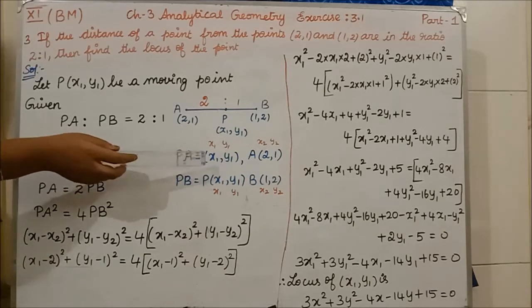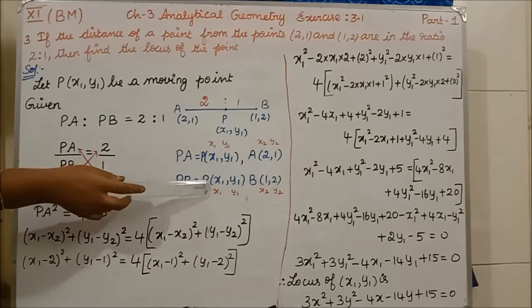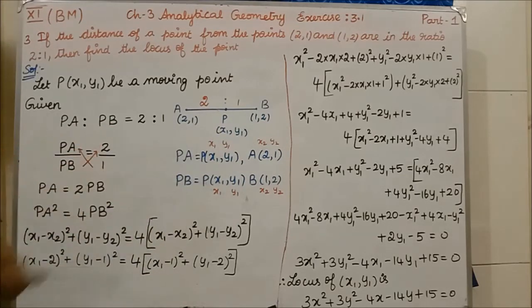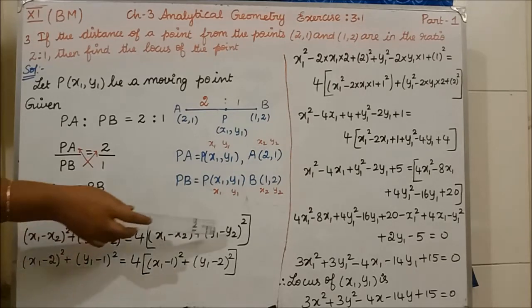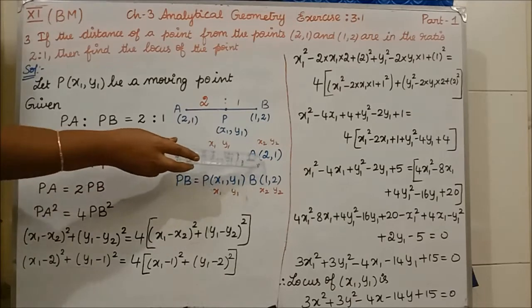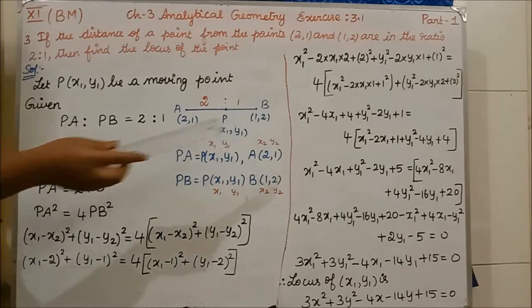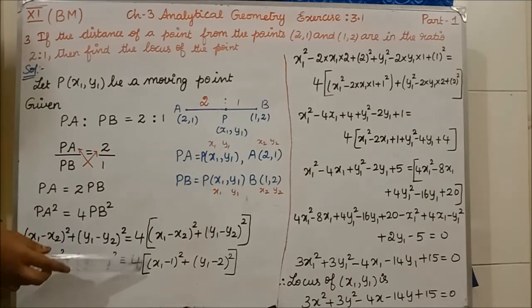Here, the P point is x1, y1. The A point is 2, 1. Similarly for PB, P is x1, y1 and B is 1, 2. Clear? Now I have written the distance formula here, and for 4 into PB I am going to apply the distance formula again. For PA, x1 is the same, x2 in the question is 2, so x1 minus 2 the whole square, plus y1 minus y2, which is 1, the whole square, is equal to 4.